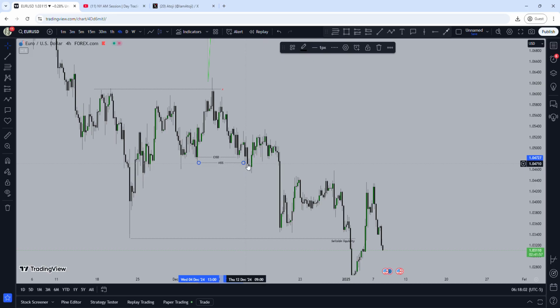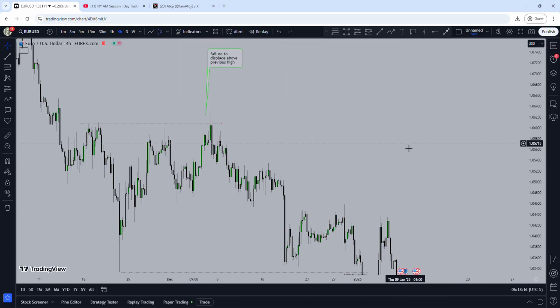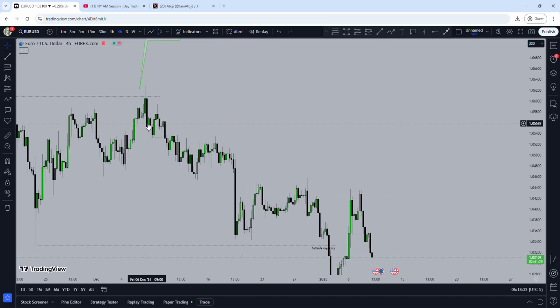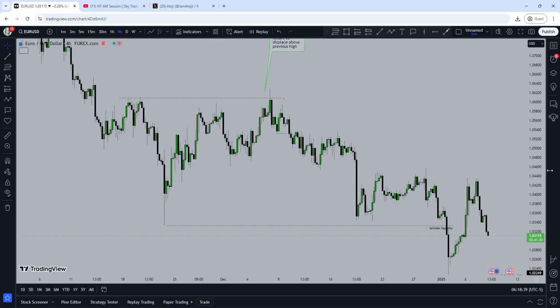It doesn't have to be here. This is a market structure shift if it closes below this week. But if it doesn't and then it closes below this, it is a change in state of delivery. So we're still bearish. This is one upper hand ICT has. So when price failed to displace above this high, it then gave us a break of market structure. If we go lower, we would see that this is also a structure, so it's a market structure shift.